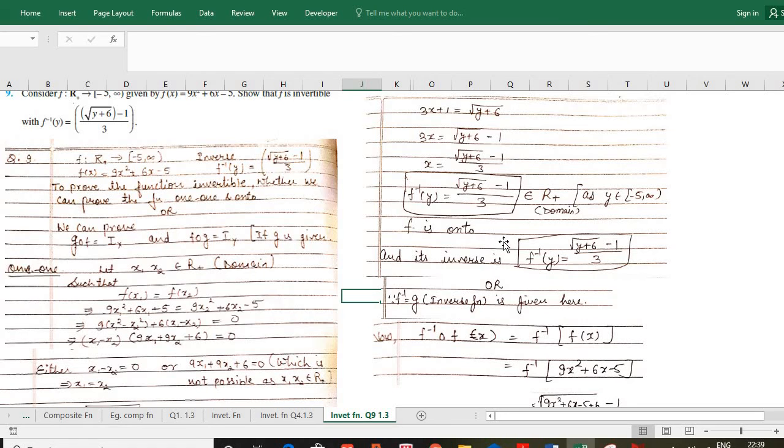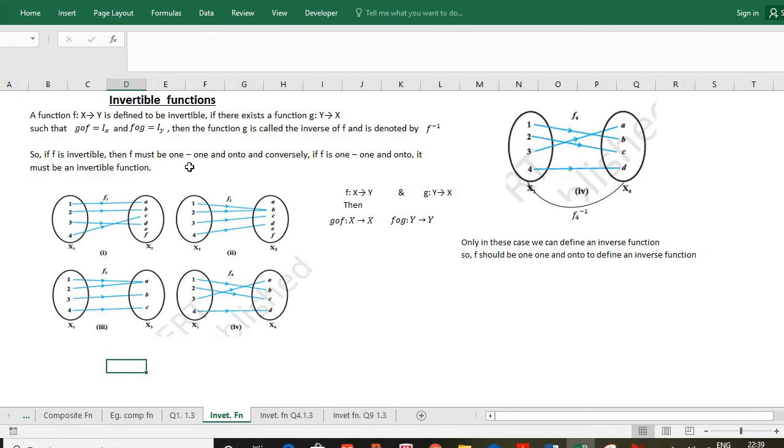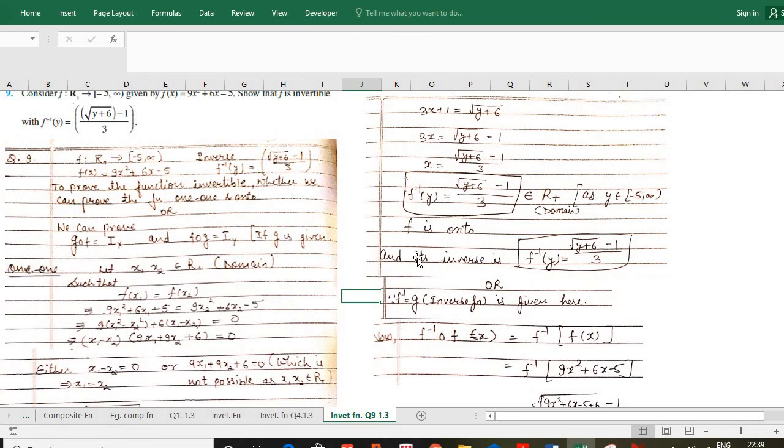So when it is 1-1 onto, according to the definition, we can say the function is invertible also. So in this case the function is invertible. Next, we can prove this function is invertible in another case also, when f inverse is already given.